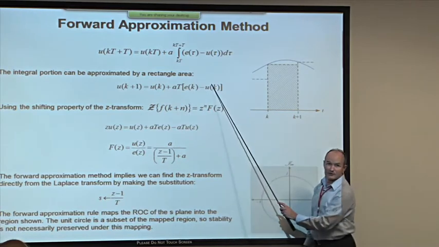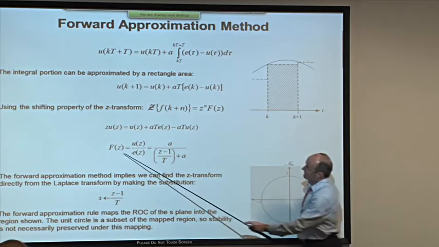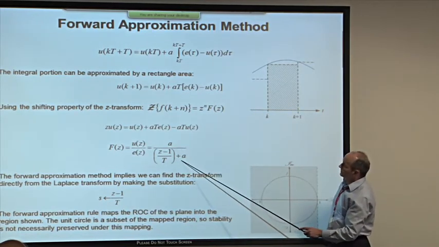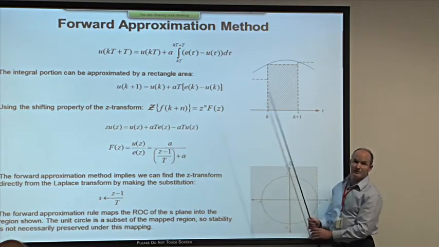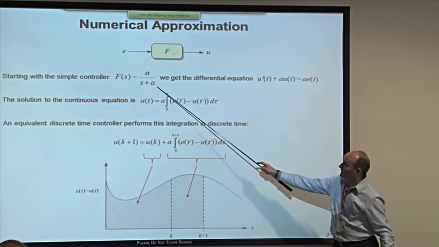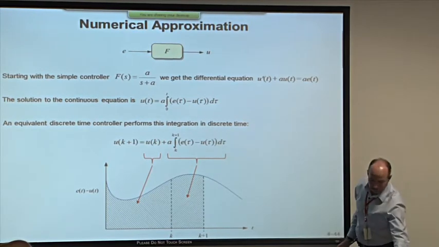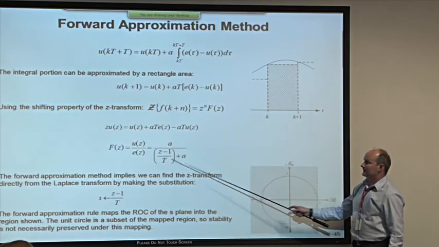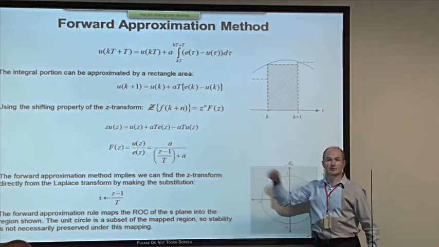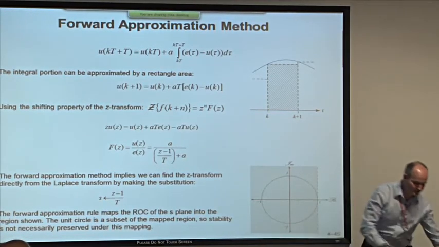What's the z transform that it corresponds to? Well, it turns out to be this. This is the z transform of the system that we've approximated with a forward approximation method. And if you compare it with the transfer function we started out with, the only difference is that s has been replaced by z minus 1 divided by T. Of course, if I'd known that in the beginning, I could have saved all the algebra and just plugged that in. And that's the forward approximation method.